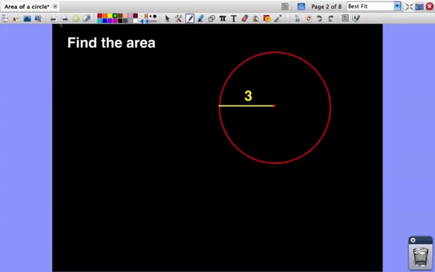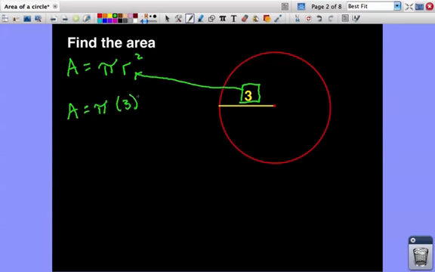So if I need to find the area of this circle, I have a line going from the center of the circle to the edge, so therefore it is the radius, it's not a diameter. So I have a radius of 3. Again, if I look back on my formula, it's A equals pi r squared. So I need to take my r, which is my radius, 3, and plug it in for r. So my area is going to equal pi times 3 squared.